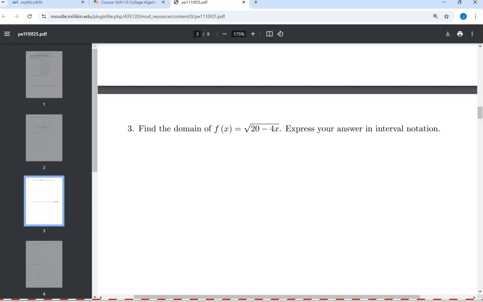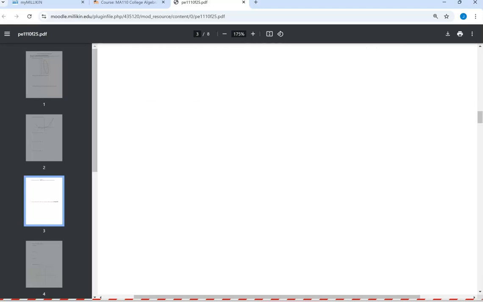But remember, there are two issues that we have to look for with domain. So don't forget about the one with dividing by 0. Make sure you don't do that, okay?